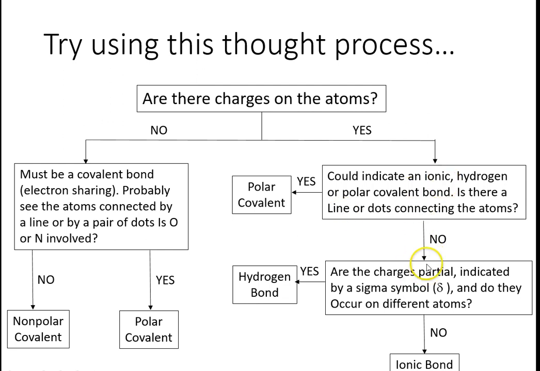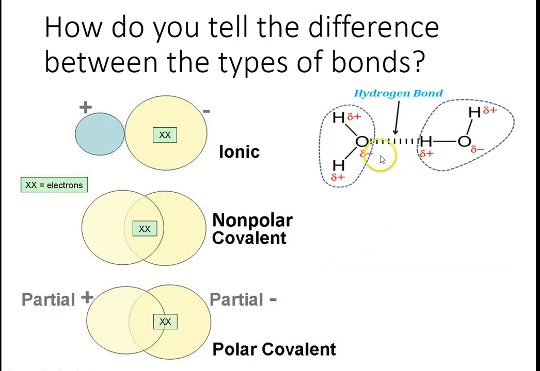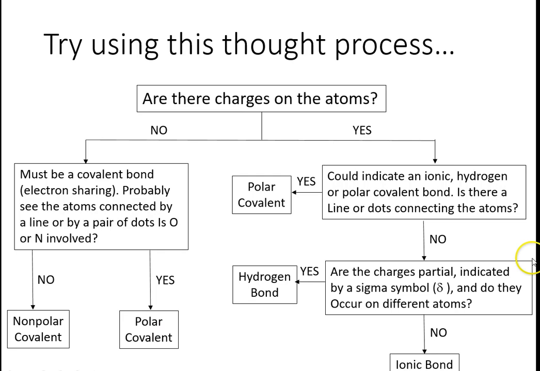However, if we don't see that, then it could be a hydrogen bond where we have partial charges indicated by that sigma symbol on different atoms. And one thing that I want to point out that I just realized is that we may sometimes see a hydrogen bond with dots connecting it, but it'll look much more like we see back here. Here these are dashes, where you might have dots or dashes connecting those two things that have opposite charges, but the key is that they're partial charges on different atoms that are connected to each other.